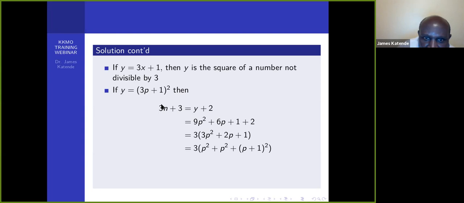I think I meant to use n here. That's why the confusion is coming in. So I should have been consistent, either start with x or start with n. So 3n plus 3 is the same as y plus 2. You just add 2 to this.